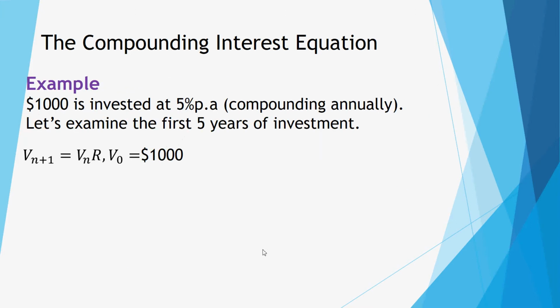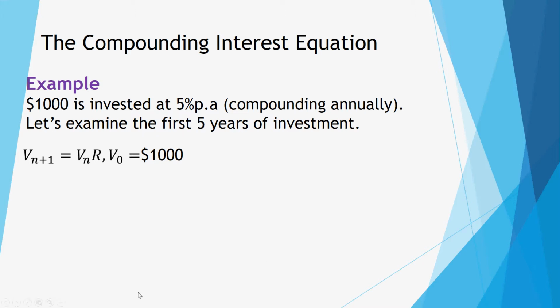So let's go straight into an example. If I invest $1,000 at 5% per annum, compounded annually, which means at the end of every year, the interest will be added to the capital and my investment will grow. I want to examine the first 5 years of investment.